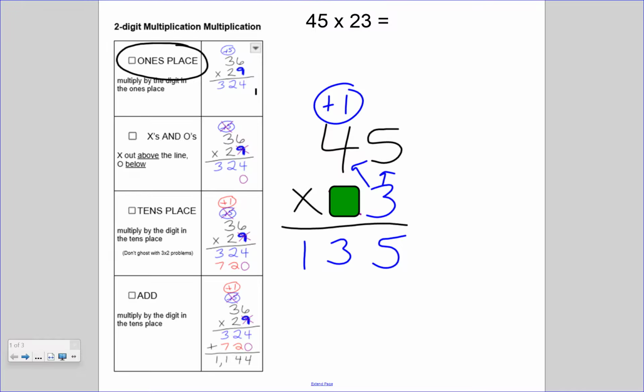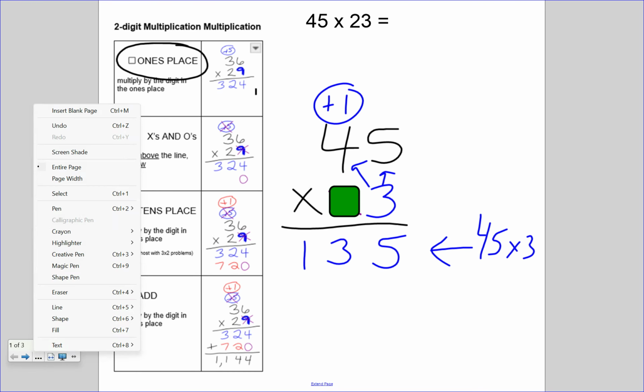Now, that is not my final answer. That is only step 1. I know that 45 times 3 is 135. In fact, I'm going to put an arrow here, and that represents 45 times 3. That is only part of my answer. It's called the partial product. It's part of the product. But now I also know that I'm also multiplying 45 times the 2, which is really worth 20.